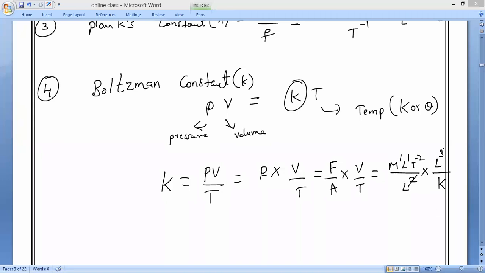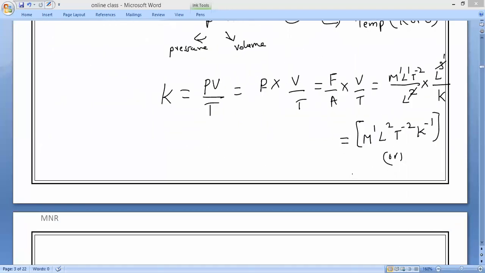So L square and L cube will get cancelled, and L power 1 will remain. The dimensions are M power 1, L power 2, T power minus 2, K power minus 1. Or instead of K, you can represent it with theta: M power 1, L power 2, T power minus 2, theta power minus 1. Understood all? So all the constants are not dimensionless quantities. You have to remember that.